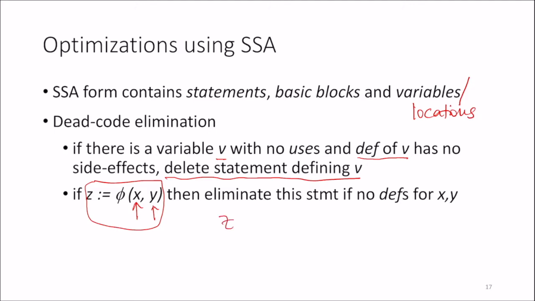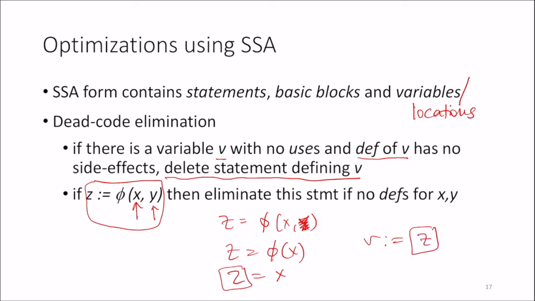A corner case that could happen is if I have z goes to phi of x, y, and y doesn't have anything, so we remove it. Then z equals phi of x, which of course you don't need a phi function for that. So this can be replaced with z equals x. In fact, we can take all of the places where z occurs. So let's say we have a different place somewhere where z is used.